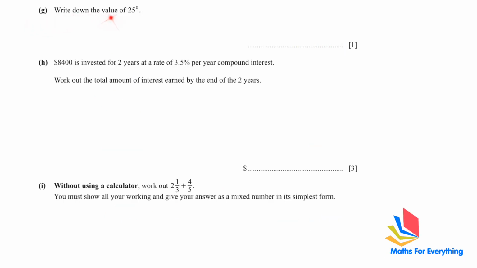Part G. Write down the value of 25 to the power of 0. Again, you can put it in the calculator, but you should know anything to the power of 0 is equal to 1.